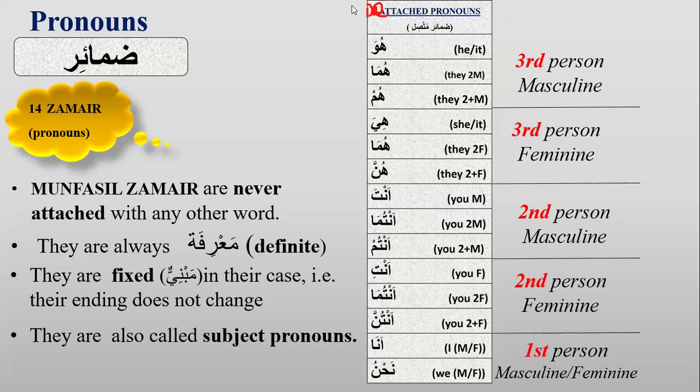Okay. So these are all detached pronouns. Why detached? Because they are never attached with any other words. So they are always definite and they are fixed in their place. And they are also called subject pronouns. So I hope everyone got the detached pronouns.